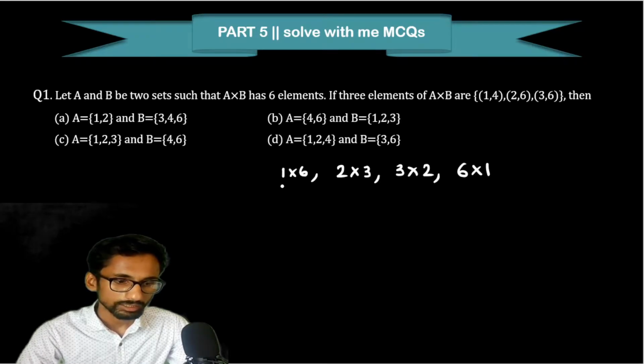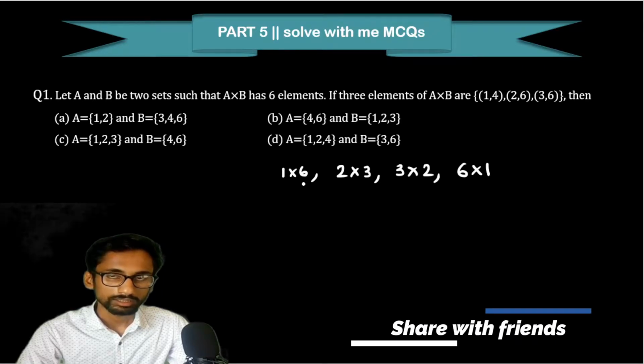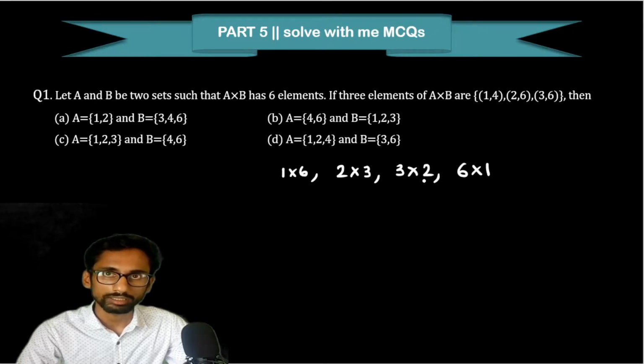That is, the set A can have 1 element and set B can have 6 elements. Then the product set will have 6 elements. Similarly, 2 and 3, 3 and 2, and 6 and 1. In all these cases, we are going to get the cardinal number of the product set as 6.